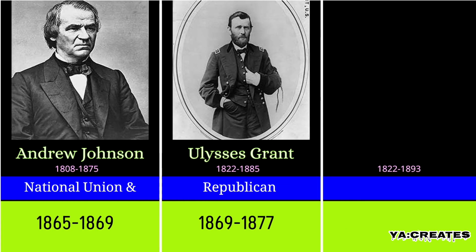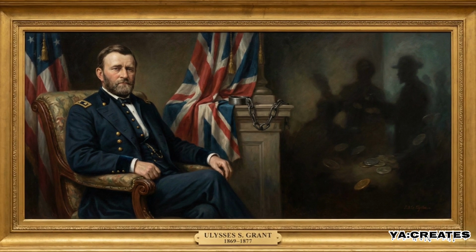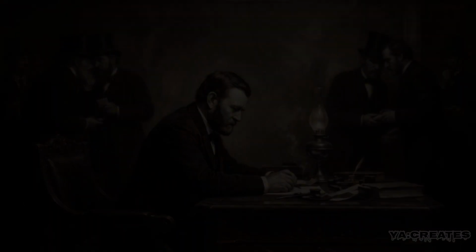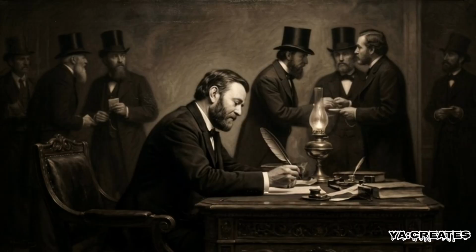Ulysses S. Grant, 1869 to 1877. Civil War hero Ulysses S. Grant fought for black civil rights and crushed the Ku Klux Klan, even though his presidency became infamous for corruption scandals among his appointees.